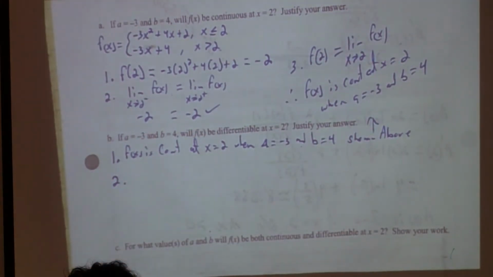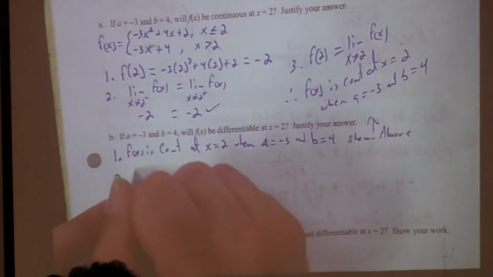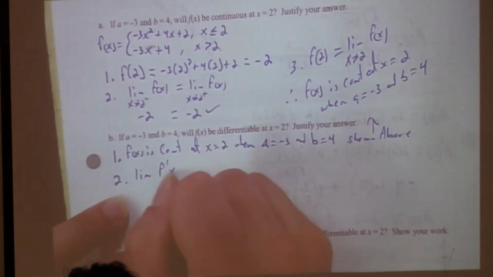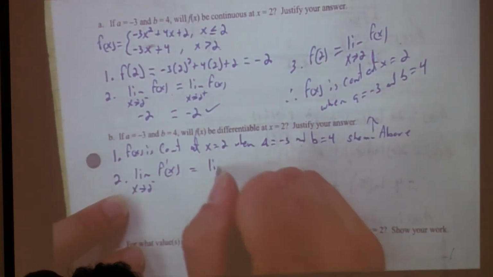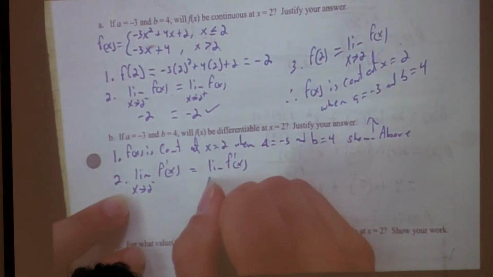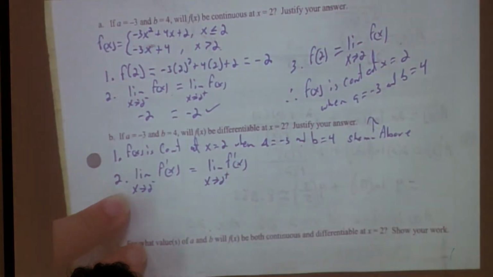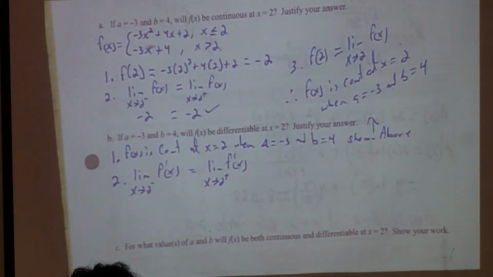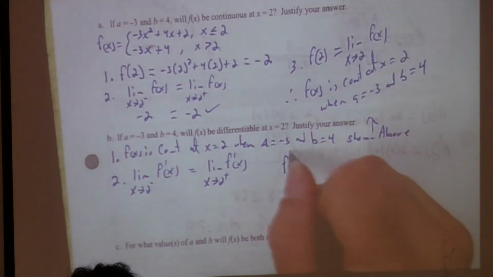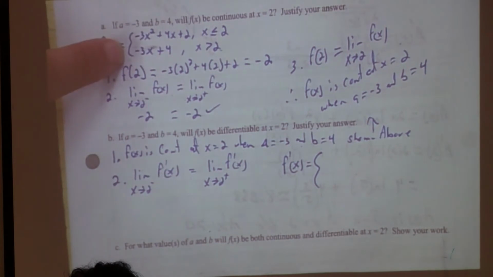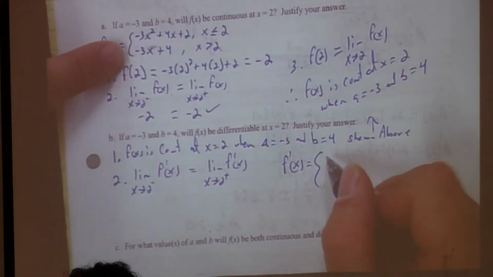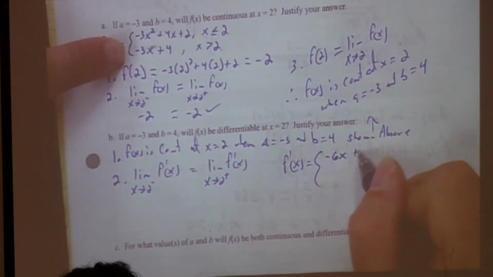The second step, in order to prove that it is differentiable at 2, is that I have to show that the limit of the derivative as x approaches 2 from the left is equal to the limit of the derivative as x approaches 2 from the right. In order to do this, I need my derivative equation. What would be my derivative equation when a is -3 and b is 4? -6x plus 4 on top.